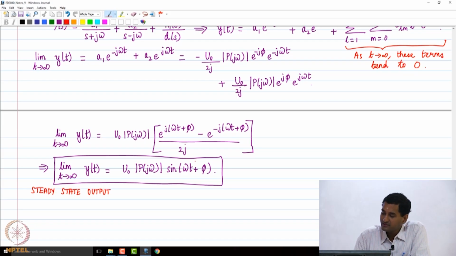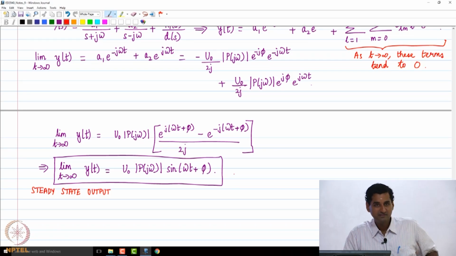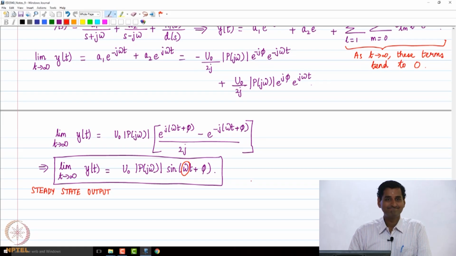You look at the frequency. The steady state output is a sinusoidal function, but the frequency of the steady state output is also the same as that of the input. So, that is an important feature.